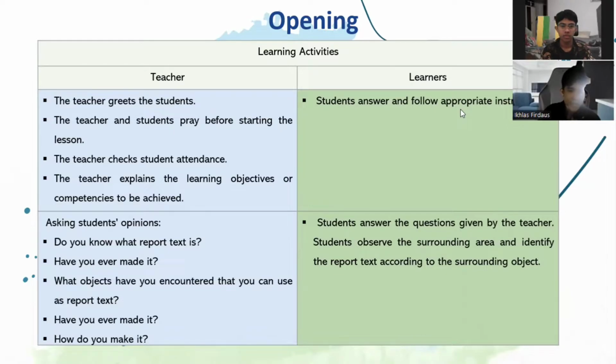And then the teacher asks students' opinions, like, do you know what report text is? Have you ever made it? What objects have you encountered that you can use as report text? And how do you make it? And for the learners, students answer and follow appropriate instruction, and answer the questions given by the teacher. Students observe the surrounding area and identify the report text according to the surrounding objects. Okay, next.